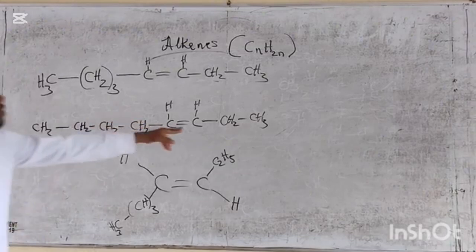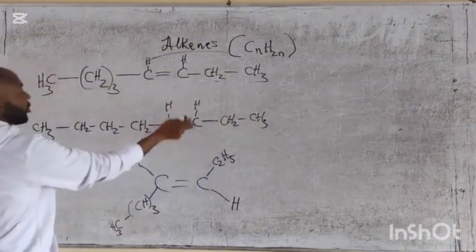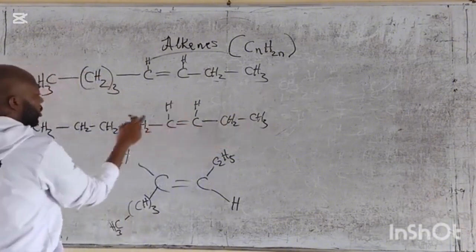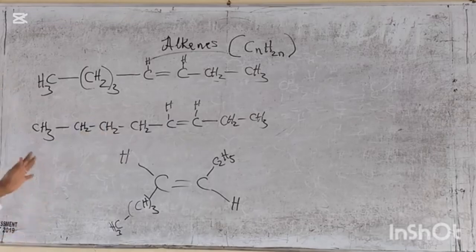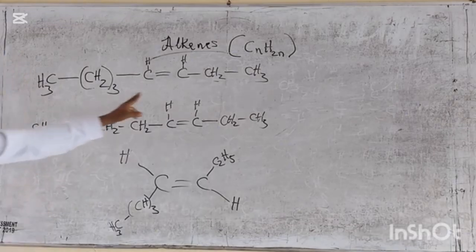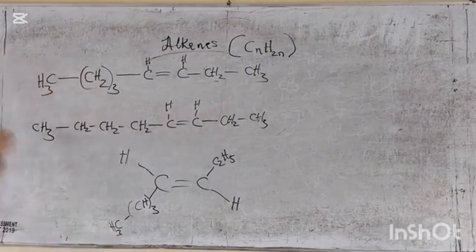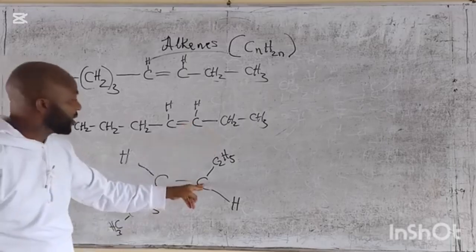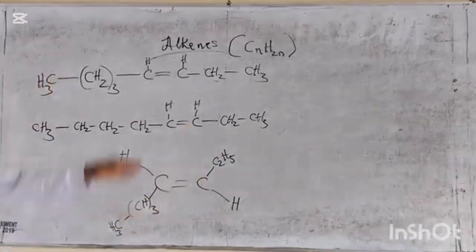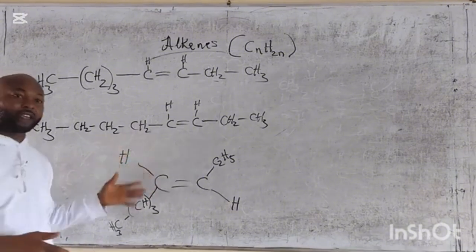But what is the name of this compound? You come here, 1, 2, 3. The double bond is in carbon 3, then 4, 5, 6, 7, 8. The parent chain is the octane chain. So this is 3-octene because it is 8 carbons. In that form, if you want to call this, you call it trans-3-octene because it is in the trans form. If I put it in the cis form, you call it cis-3-octene.